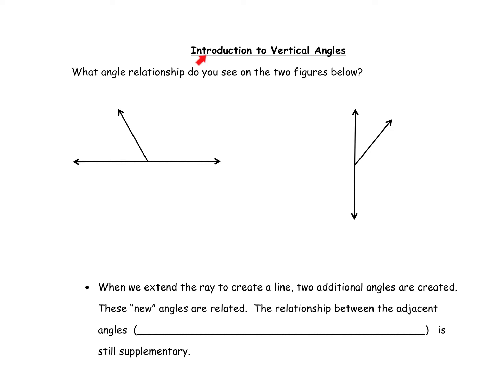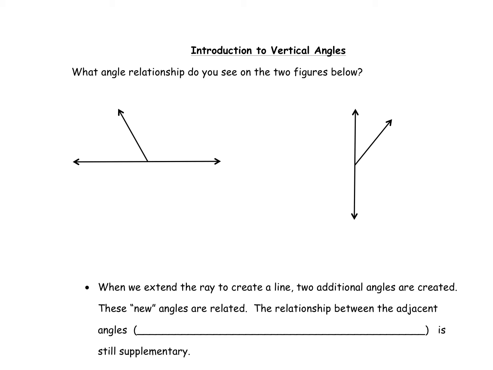Hello, today's lesson is the introduction to vertical angles. So what angle relationship do you see in the two figures below? Well, because we see a straight line with an angle from the vertex creating two angles, this is a supplementary angle. Also, we see a straight line with another ray that forms two angles, so this is also supplementary.